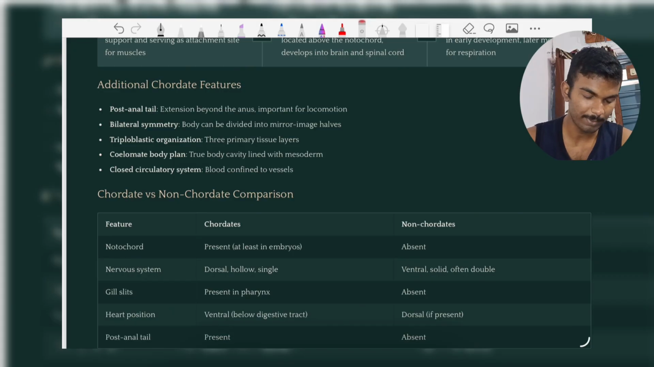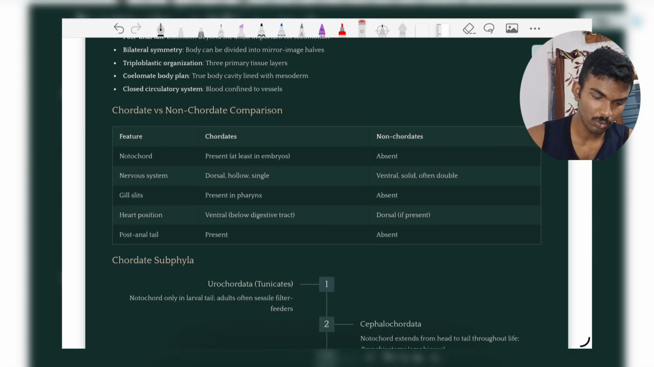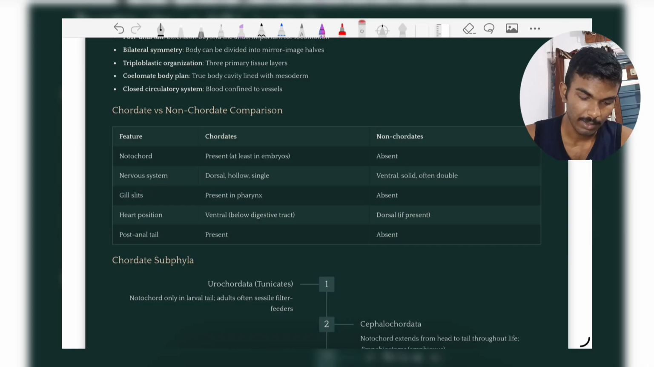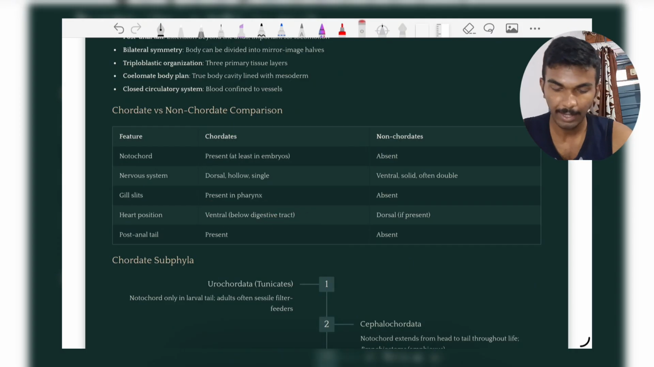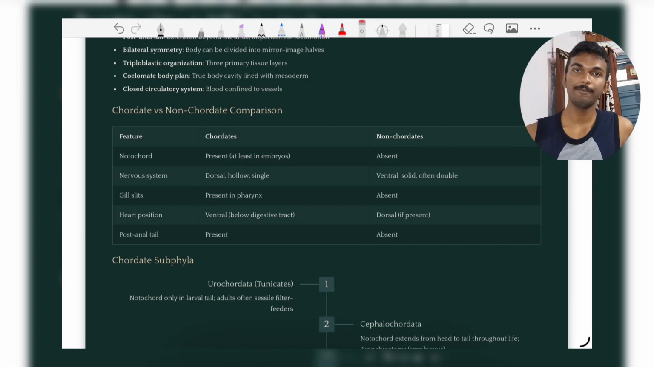Chordate versus non-chordate comparison. Feature: notochord. Chordates have it present, at least in embryos. Non-chordates: absent. Feature: nervous system. Dorsal, hollow and single in chordates. Ventral, solid and often double in non-chordates. Gill slits are present in the pharynx of chordates. Non-chordates do not have gill slits. Heart position is ventral, below the digestive tract, in chordates, and in non-chordates it is dorsal, if present. Post-anal tail is present in chordates but absent in non-chordates.